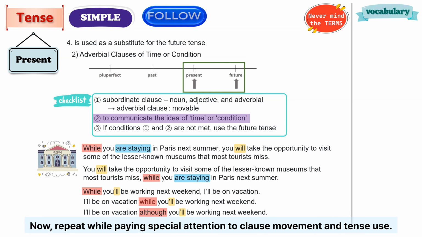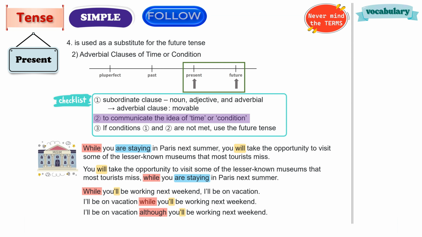Now repeat while paying special attention to clause movement and tense use. You will take the opportunity to visit some of the lesser-known museums that most tourists miss while you are staying in Paris next summer. While you'll be working next weekend, I'll be on vacation. I'll be on vacation, although you'll be working next weekend.